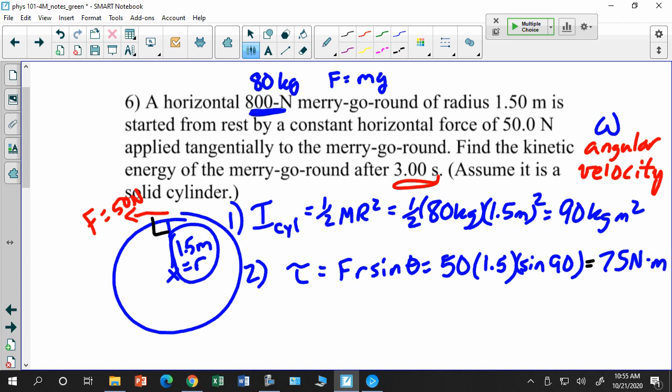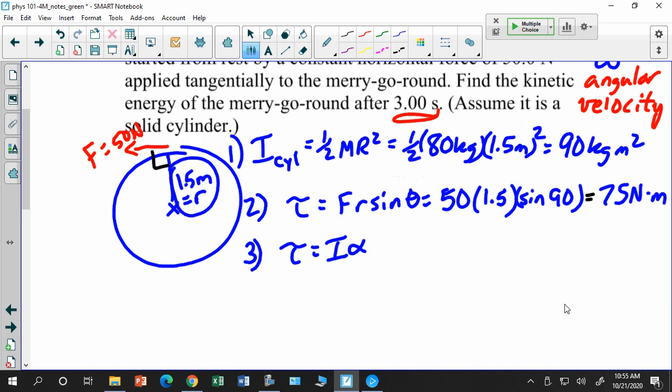Found the torque. Now that I have I and I have tau, I can find alpha, because I know torque equals I alpha. And so that's 75 is equal to 90 times alpha, which gives 0.83 radians per second squared.